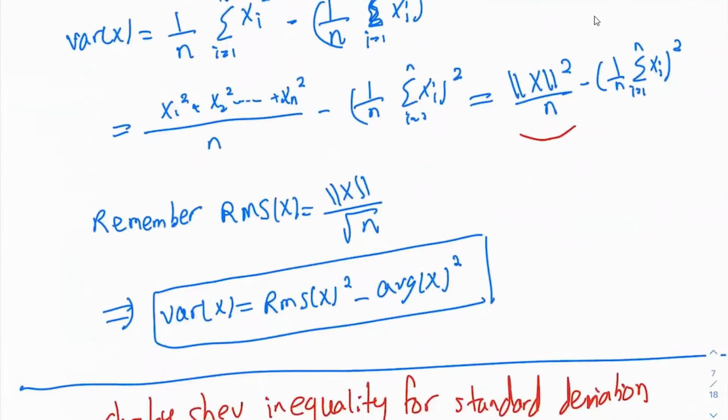This one is much faster, but we get the same result. Both of them are valid. So two ways to prove this expression: the variance of x is equal to RMS of x squared minus the average of x squared. Good.